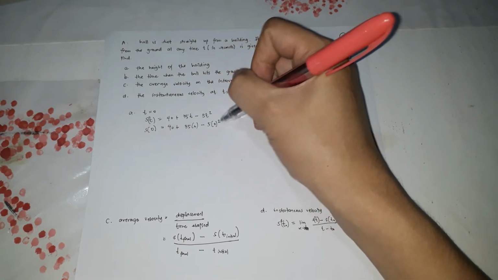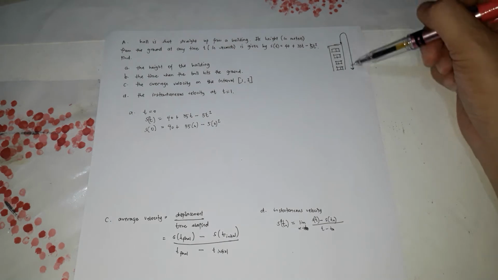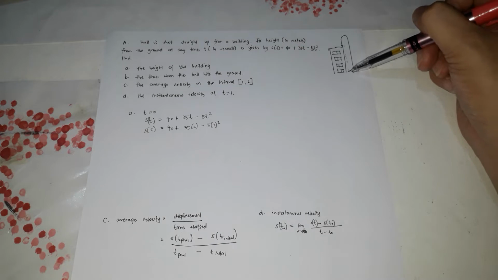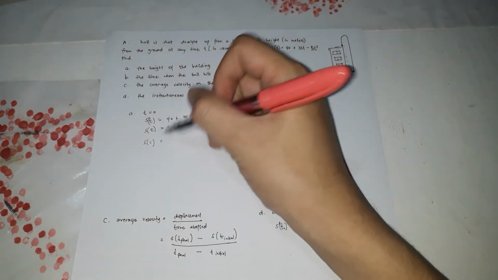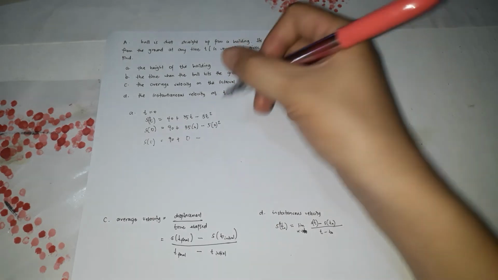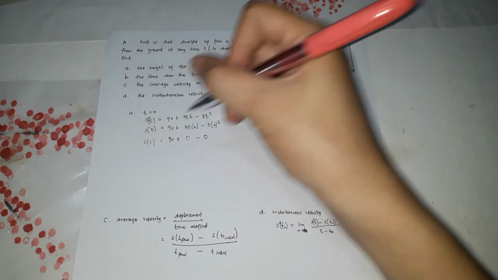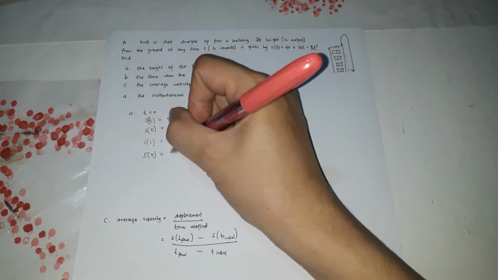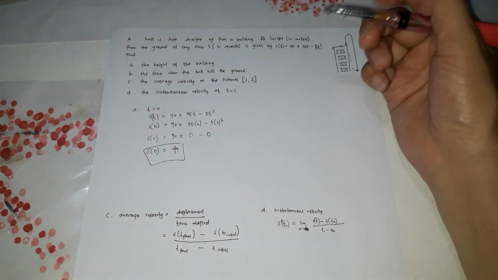Again, bakit t is equal to 0? Because at the start, yung gaano kataas ang bola is yung ganun rin kataas yung height ng building. Kung gaano kataas ang bola from the ground is the height of the building. So s of 0 is equal to 40 plus 35 times 0 is 0 minus 5 times 0 squared is 0. So s of 0 is equal to 40. Ibig sabihin, the height of the building is 40 meters.